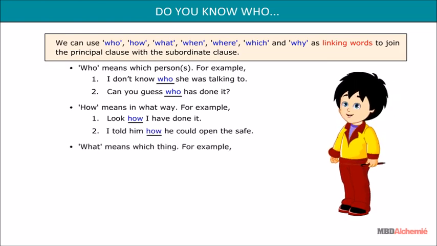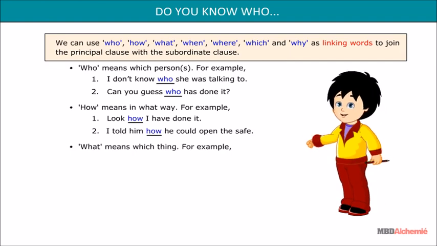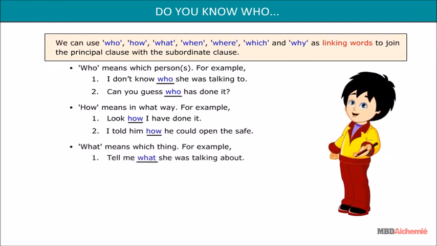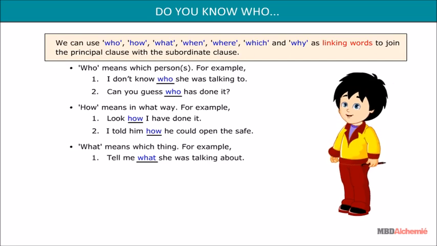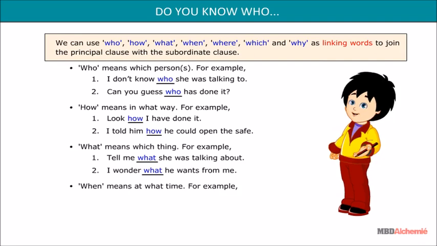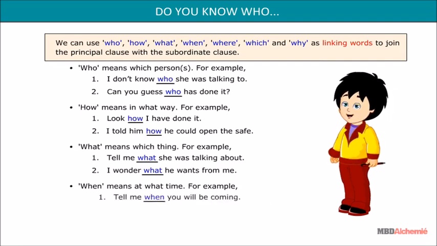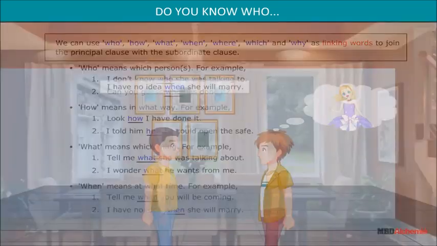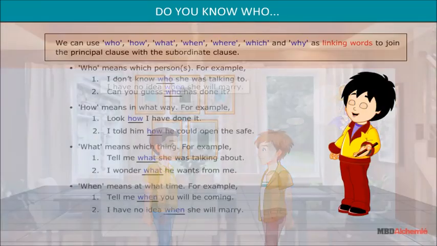What means which thing. For example, 1. Tell me what she was talking about. 2. I wonder what he wants from me. When means at what time. For example, 1. Tell me when you will be coming. 2. I have no idea when she will marry.